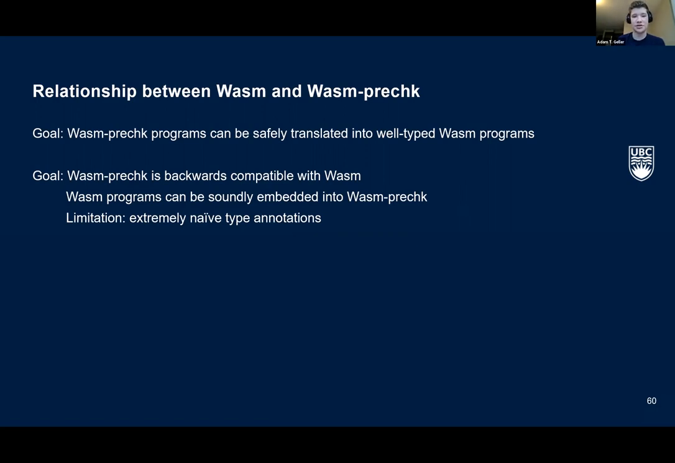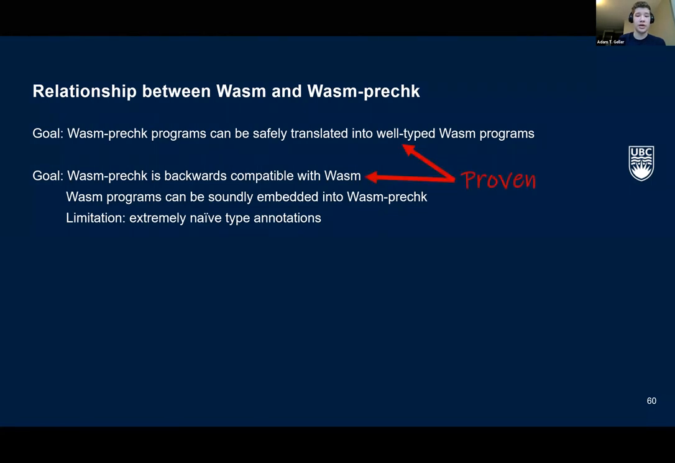Unfortunately, this embedding function produces extremely naive type annotations, which basically assume nothing. So you have no additional information other than what you can learn just from a sequence of instructions. And yeah, we've proved both of these properties.